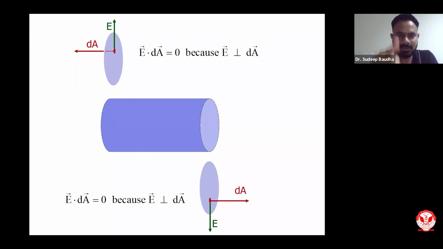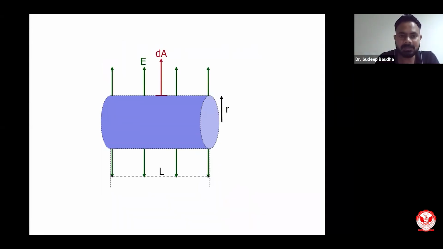Please remember, in this case, the direction of the electric field is radial to the radius. So this is the direction of electric field. For the left cap, flux is going to be 0. For the right cap, again, flux is going to be 0. And the flux due to the tube will be like this.